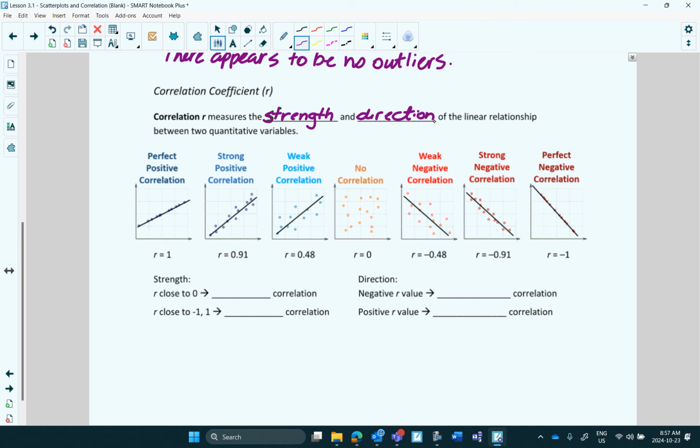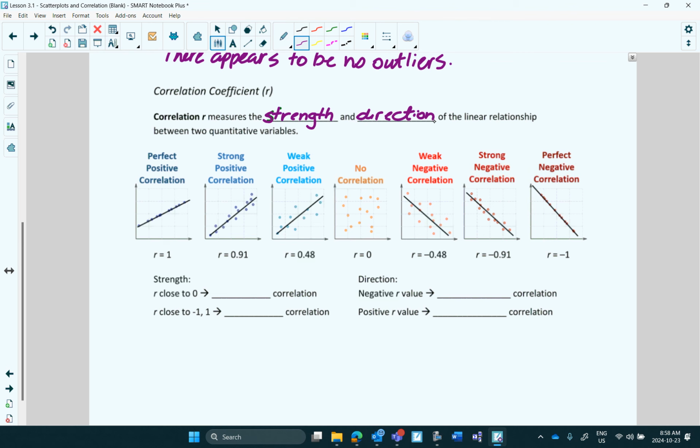And then you can see there's sort of degrees in between. So this one, pretty tight, pretty strong. So r is going to be close to 1, and it's going to be positive. Okay. On this side, it's a negative relationship, and it's pretty strong. So it's going to be close to -1.